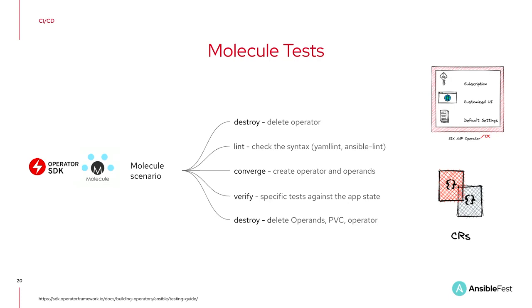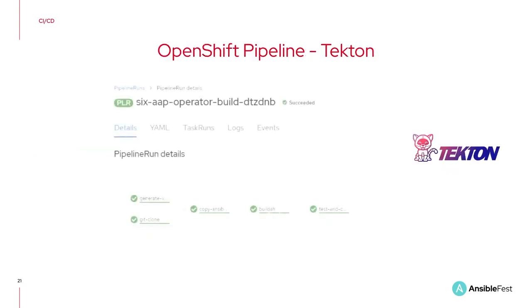So could you please tell us how it looks in OpenShift? Sure. So we are leveraging, as I said, Tekton. And our pipeline looks like this. So this is basically the OpenShift UI. And you have a tab called Pipelines and Pipeline Runs. So we are building everything within OpenShift.